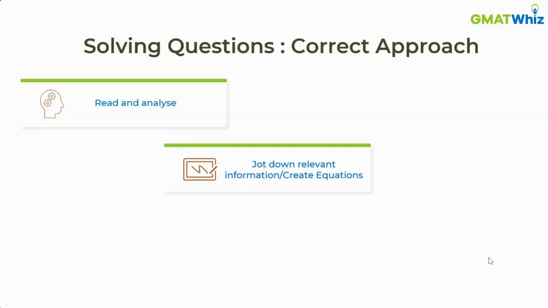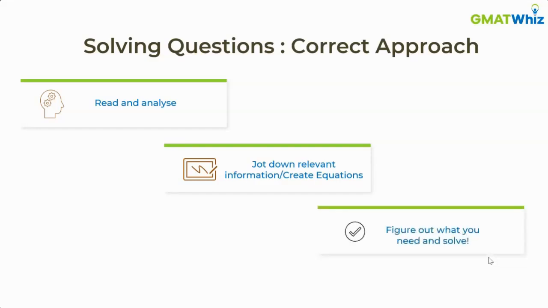After you have jotted down the information, after you have analyzed the question properly, then you should actually see what you are trying to find out. A lot of people jump into the question, solve everything, or find out all the variables, and then they realize, and then they go back to the question to see what they were being asked for.